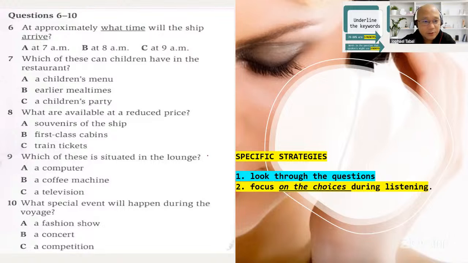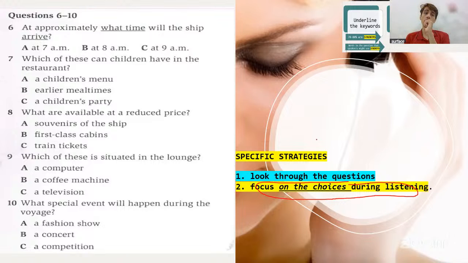And for this multiple choice type of question, focus on the choices during listening, right? So for the IELTS I always ask them to listen, read the questions, don't read the answer choices. So your main strategy here is to read all the questions, don't read the answer choices. You can answer exactly while they are speaking. You can go through the answer choices in just one snap of the finger.